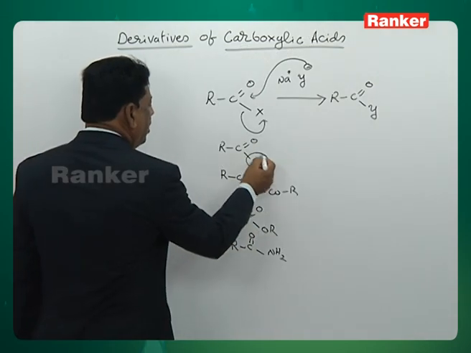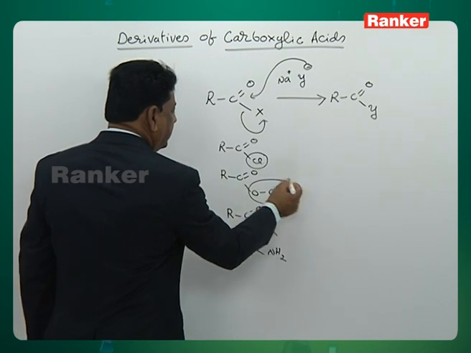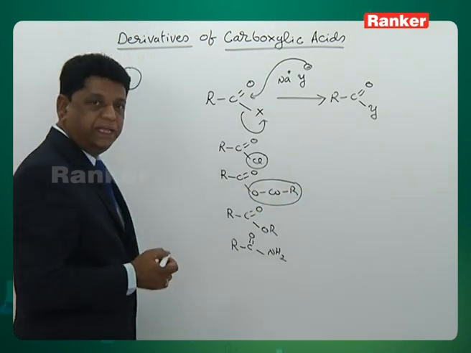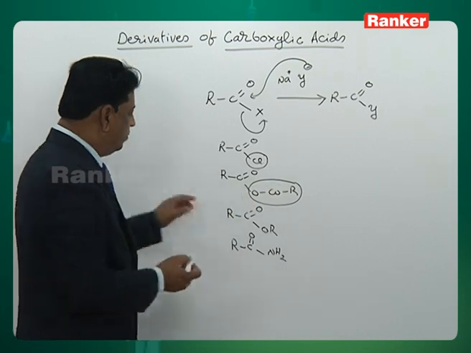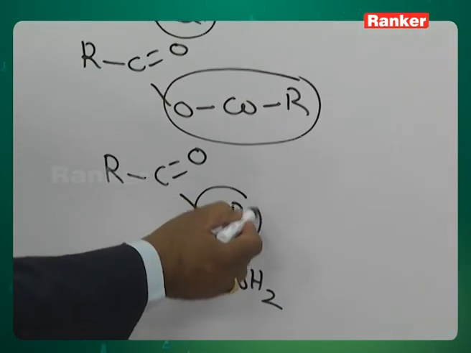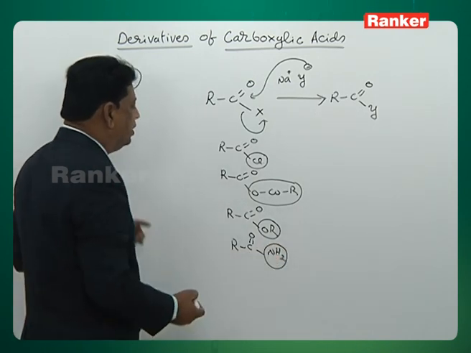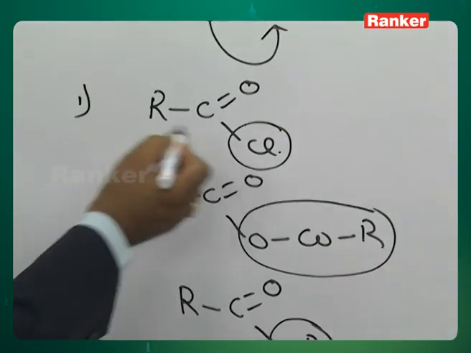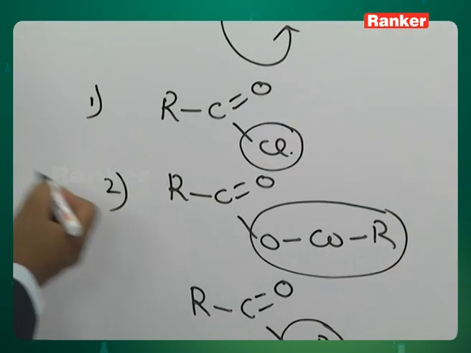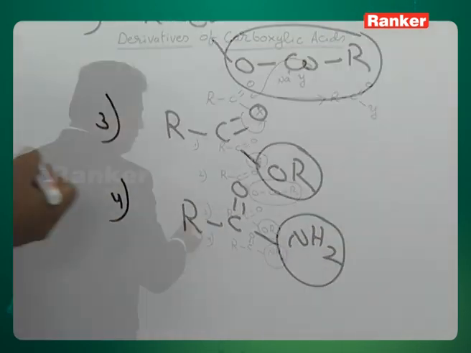The outgoing group is the X here, that is, halogen. In the acid anhydrides, it is the RCO-O, acyloxy group. In the acid esters, it is the alkoxy group. In amides, it is the amino group. So, actually the outgoing property will be number 1 in the halogen compounds, number 2 will be the acid anhydrides, number 3 will be the acid esters, number 4 will be the amides.